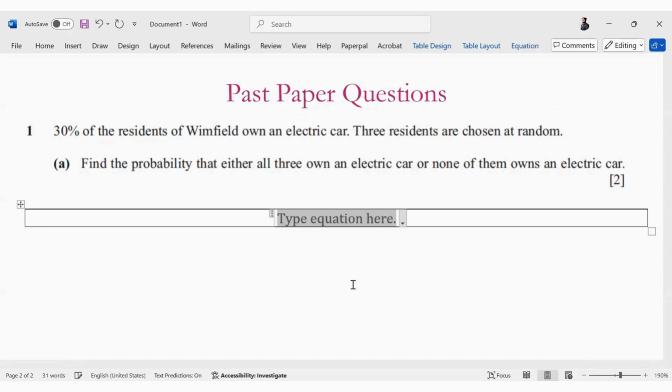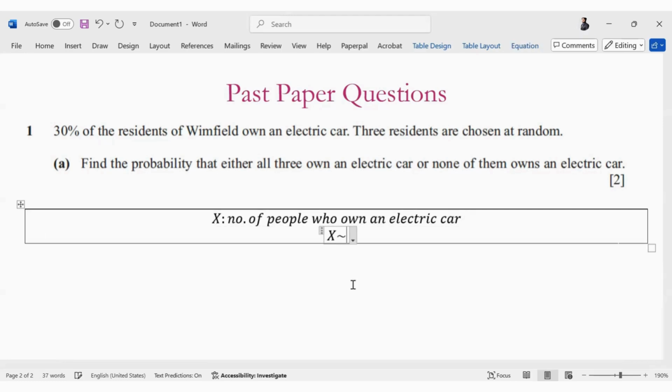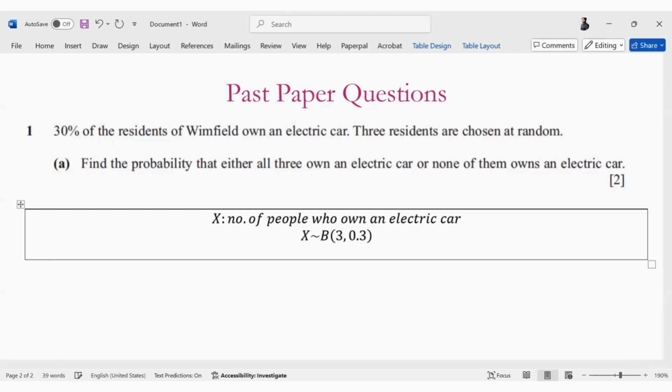So I can say that X, I am deliberately writing it to help you explain. You do not need to write this as your solution the first time. X is the number of people who own an electric car. So X is binomially distributed. 3 residents are chosen, so we are doing 3 trials, and the probability of success is 0.3. So these two statements, you do not need to write as a part of your solution. This is just to help you understand notations and the variable itself.